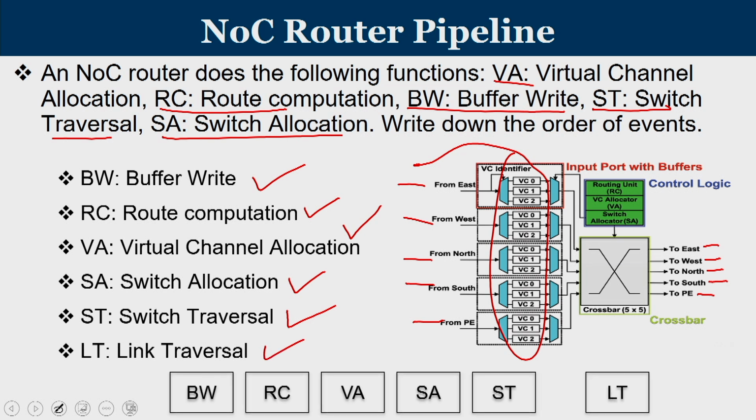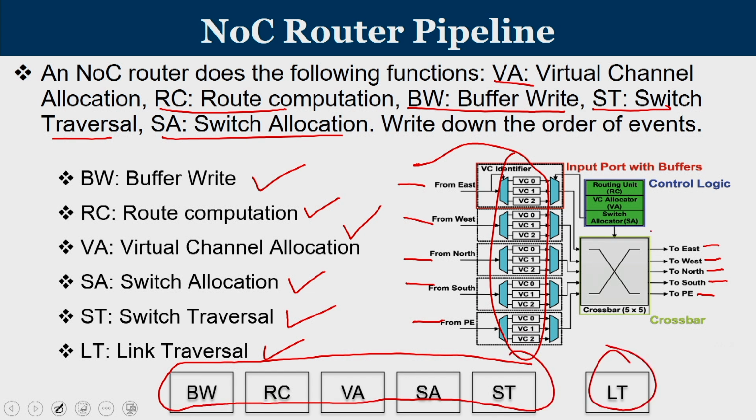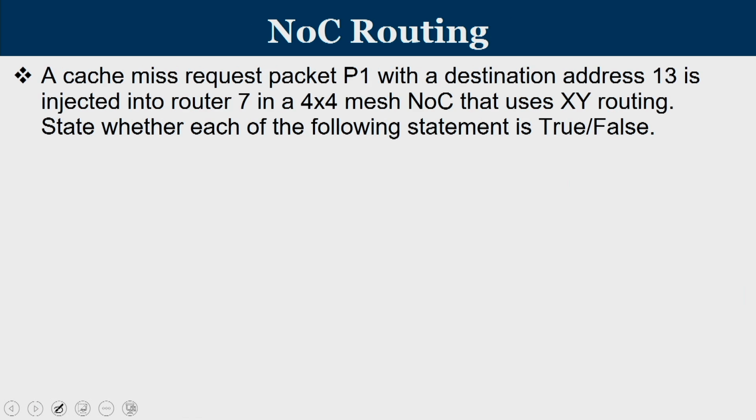So, the order in which it is being done is buffer write, route computation, virtual channel allocation, switch allocation and switch traversal. This many things are happening inside the router, and then this is the link traversal. So, the moment it comes out of the router, you are already in the link. So, link traversal is the final stage. We move on to the next question.